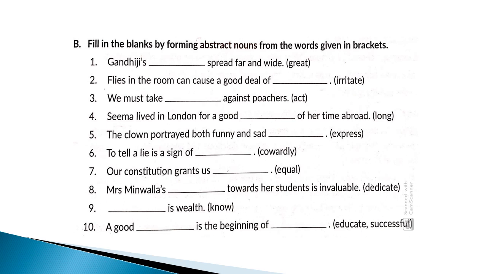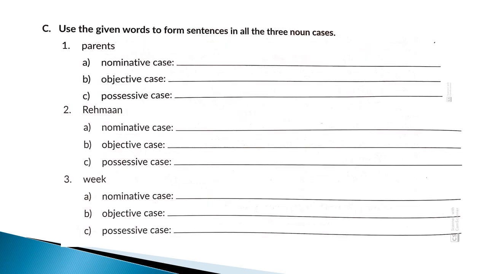Let us move on to the next exercise. Using the given words, form sentences in all the 3 noun cases. One word is given, parents. And 3 cases are given: nominative, objective and possessive. You have to use this word parents and turn it into a nominative as well as an objective as well as possessive. I shall do only the first one for you.